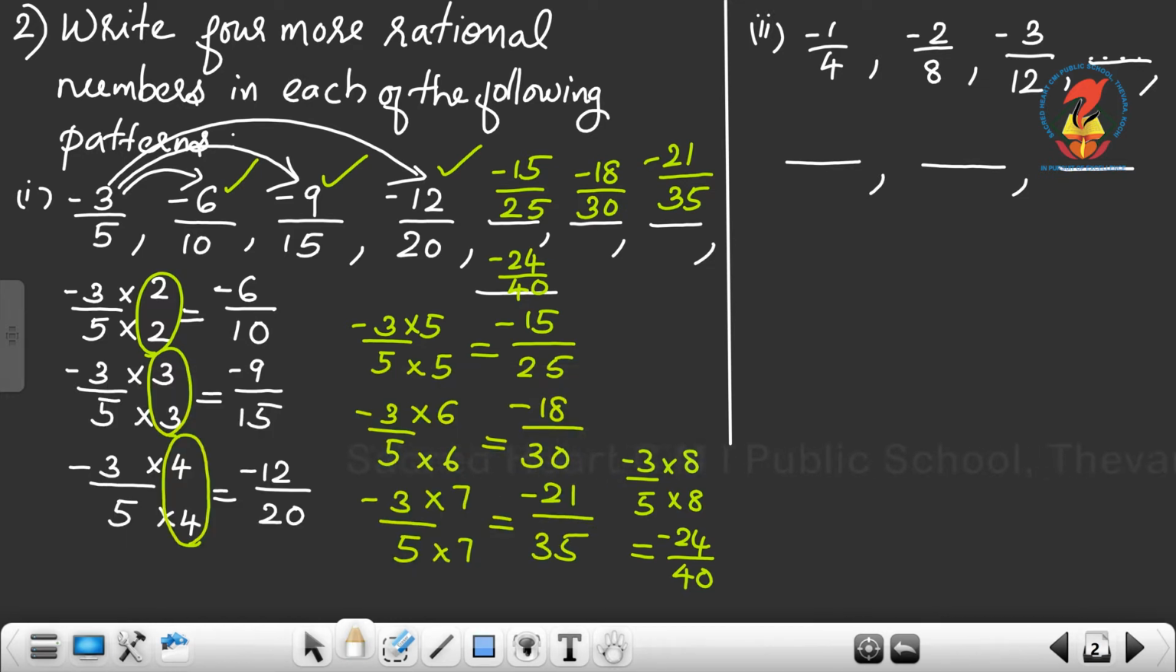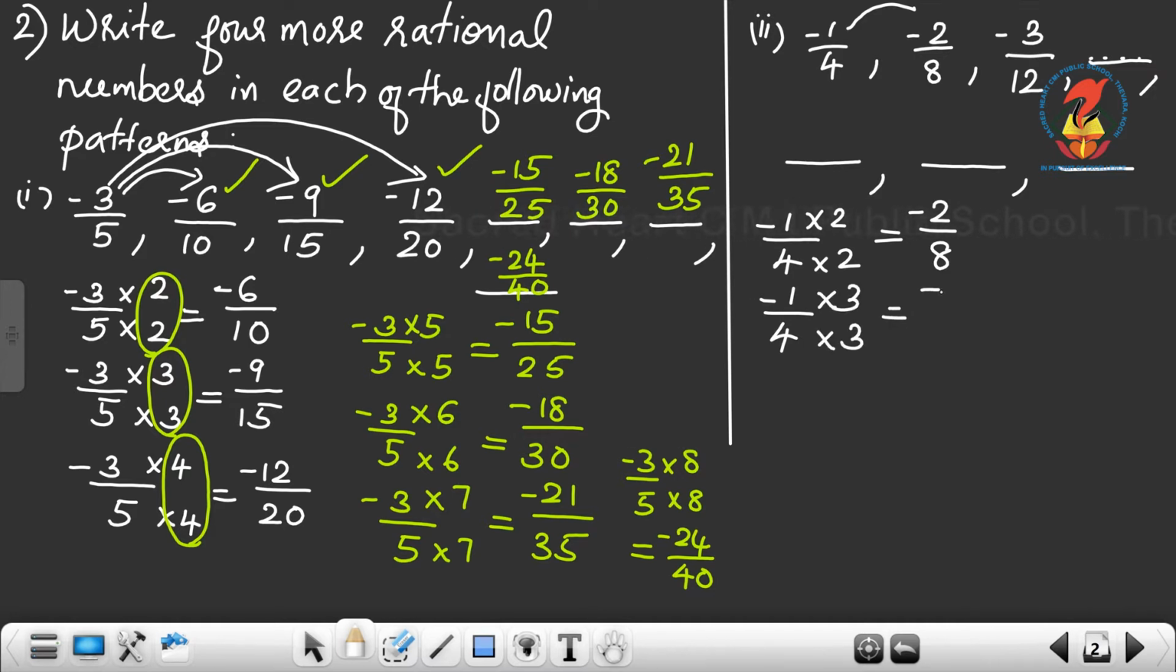Now next, negative 1 by 4, negative 2 by 8, negative 3 by 12. 3 rational numbers are given. You have to find out 4 more rational numbers. Now look at that. Is there any relation between the first rational number and the second rational number? Negative 1 into 2, we will get negative 2. Okay. So 4 into 2, we will get 8. So if you multiply negative 1 by 4 both by 2, we will get negative 2 by 8. Then if you multiply both numerator and denominator by 3, we will get negative 3 by 12.